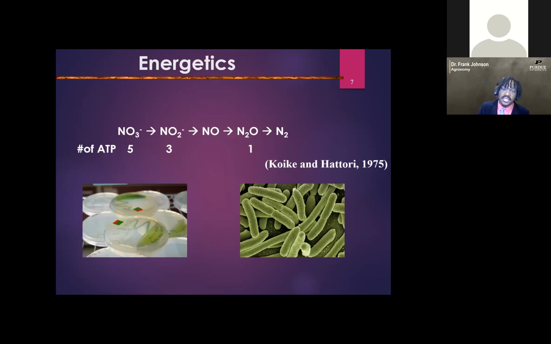There was a study conducted by Koike and Hattori in 1975, and they observed that the number of ATP that are produced when these transformations occur are associated with the same oxidation state of nitrogen in this particular process. So when nitrate is converted to nitrogen dioxide, the number of ATP that are produced is 5. And when nitrous oxide is converted to dinitrogen, only 1 ATP is produced. That means these microorganisms would only complete denitrification and transform nitrous oxide to dinitrogen when it was absolutely necessary, because it wasn't energy efficient for them. It was more energy efficient for them to convert nitrate to nitrogen dioxide.